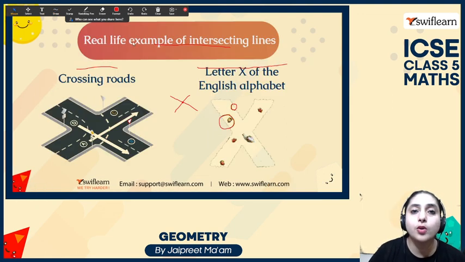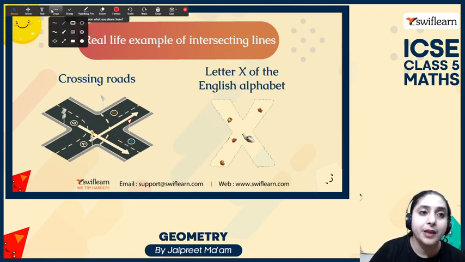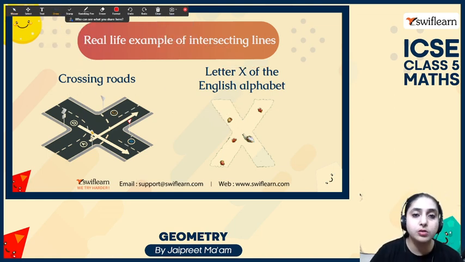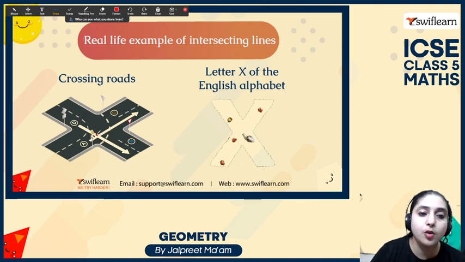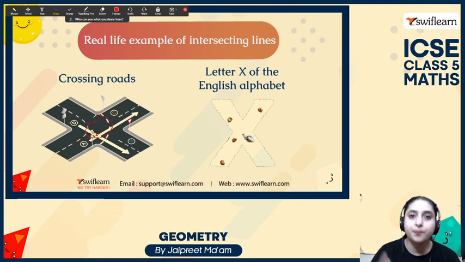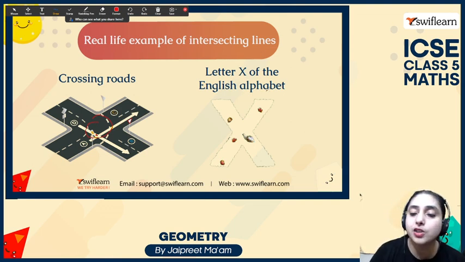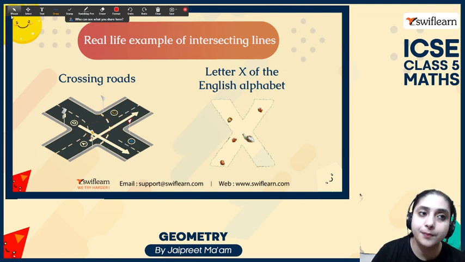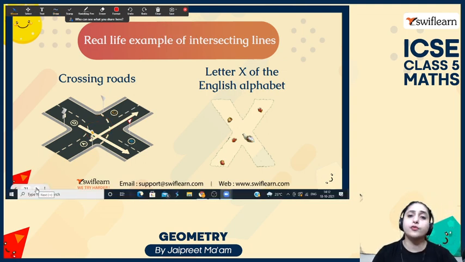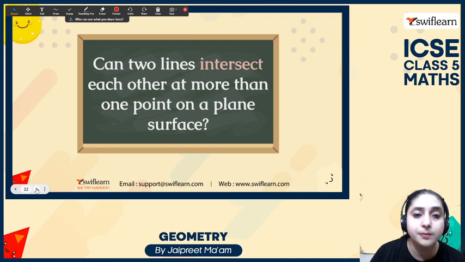Now what are the real life examples? Have you seen crossing roads where there are four ways? This point will be known as the intersecting point, because all the roads are meeting somewhere. The letter X of the English alphabet is also an example of intersecting lines. You can think of many more examples.